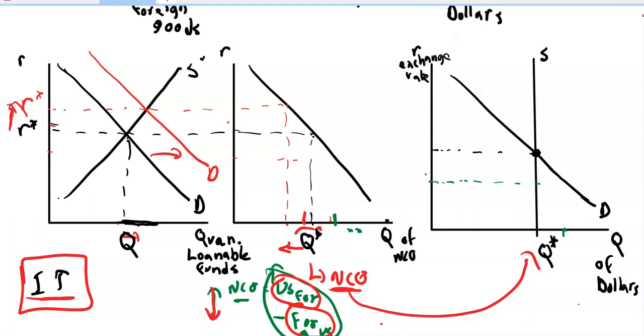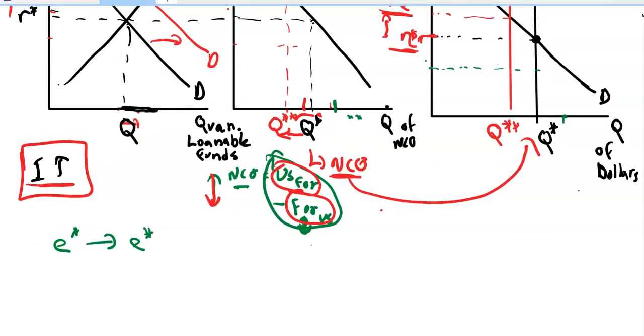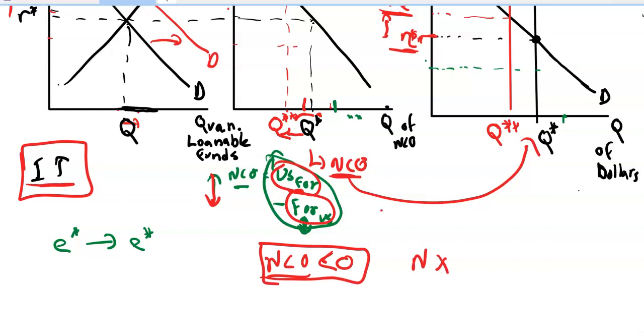As a result of that, if NCO shifts to, let's write it, Q star star, then right here in the exchange rate market, we will see that NCO is going to be at this point. So we see my real exchange rate initially was here, and now it will increase too. Consequently, since NCO has become more negative, or has fallen, net exports will also become more negative.